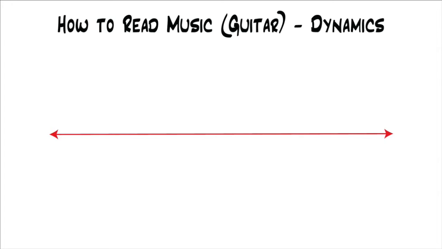So dynamics in music refer to volume and intensity. And without dynamics, music can be really boring and just predictable. Some songs keep a fairly steady dynamic for an effect, but most music has quite a bit of dynamics to create interest. And in music notation, you have abbreviations that represent different dynamics to follow.